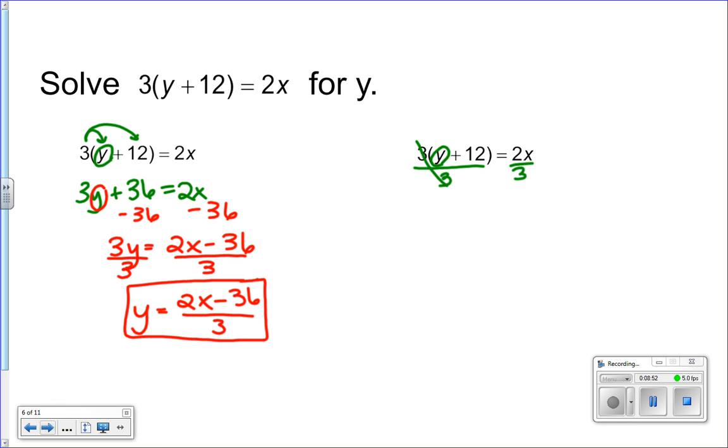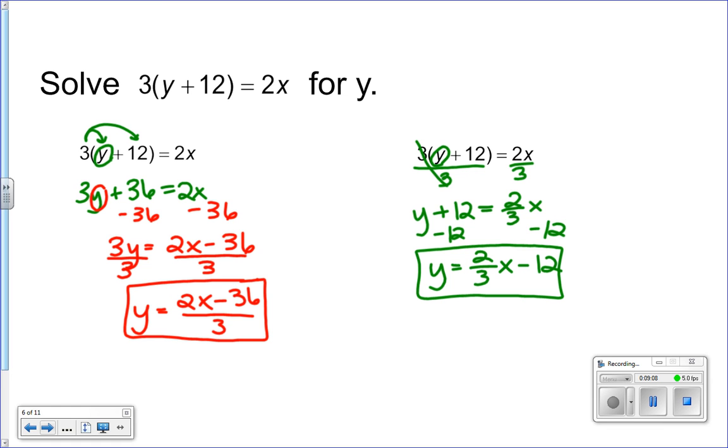Okay, that'll cancel that 3 in the front, leave us with y plus 12, and on the right side, 2/3 x. At this point, all that's left is subtract 12 from both sides. So y equals 2/3 x minus 12. Okay? Again, they are the exact same thing.